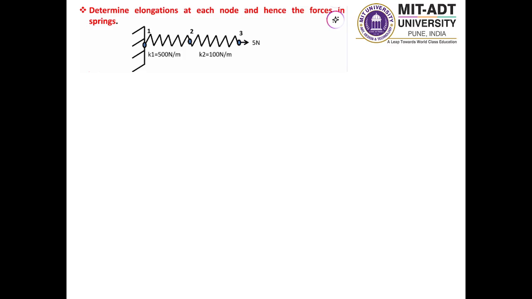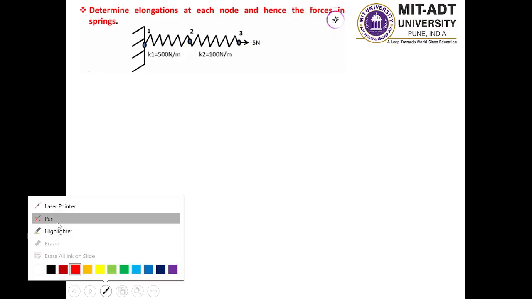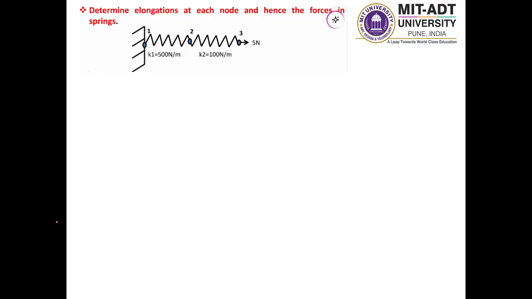So, what is given in this problem here? You can see in the problem we need to determine the elongation. So here a spring system is given. In this spring system we have different stiffness values.